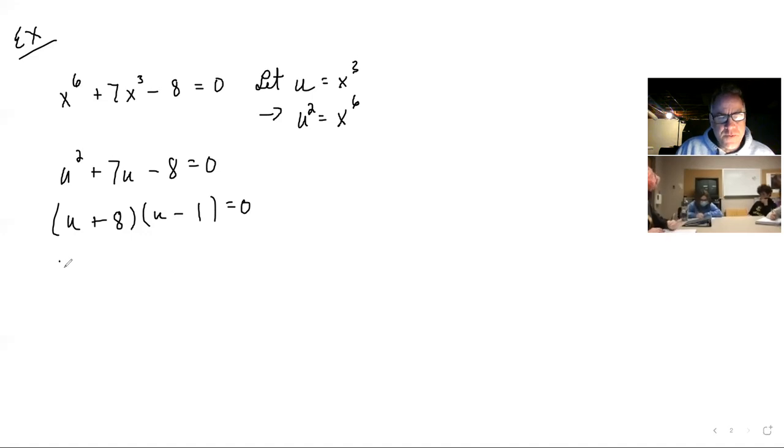And so u is either negative 8 or u is 1. Now we're not finished because the original equation variable was x, and so I'm solving for x ultimately. This always gets a little confusing for students at first. They want to do something with this. That was the second part in order for me to make the substitution.